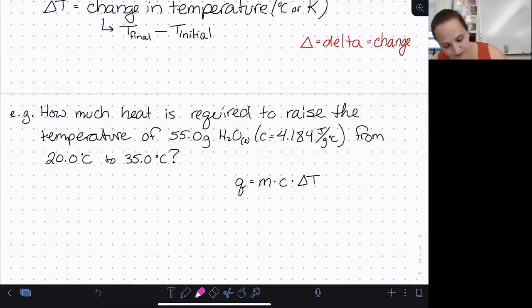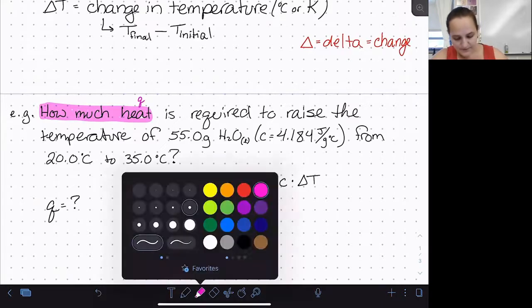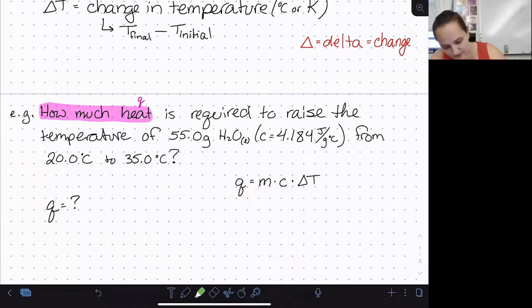So how much heat is what we're being asked about here. That is Q. Q is our goal, the thing that we don't know and want to solve for. How much heat is required to raise the temperature of 55 grams of water? So 55 grams is our mass.